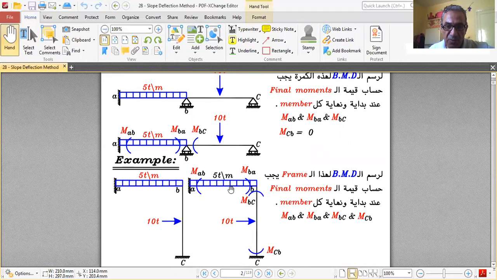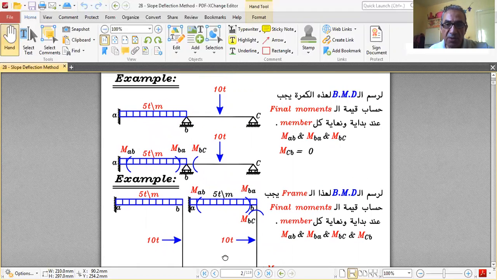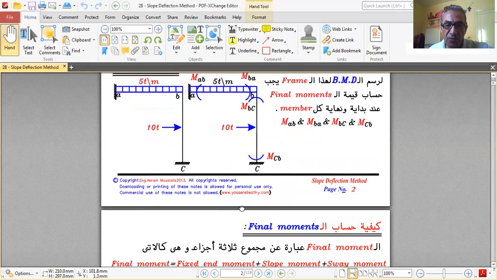Example for this frame, we will draw the bending moment diagram for the frame. We will calculate the final moments, MAB, MBA, MBC, MCB for this frame. Then draw the bending moment diagram, then draw the shear force diagram and normal force diagram.